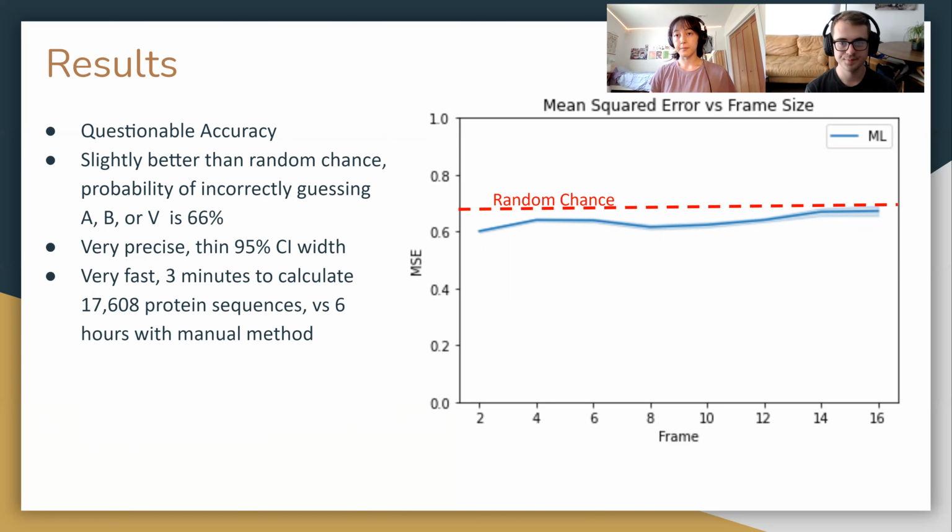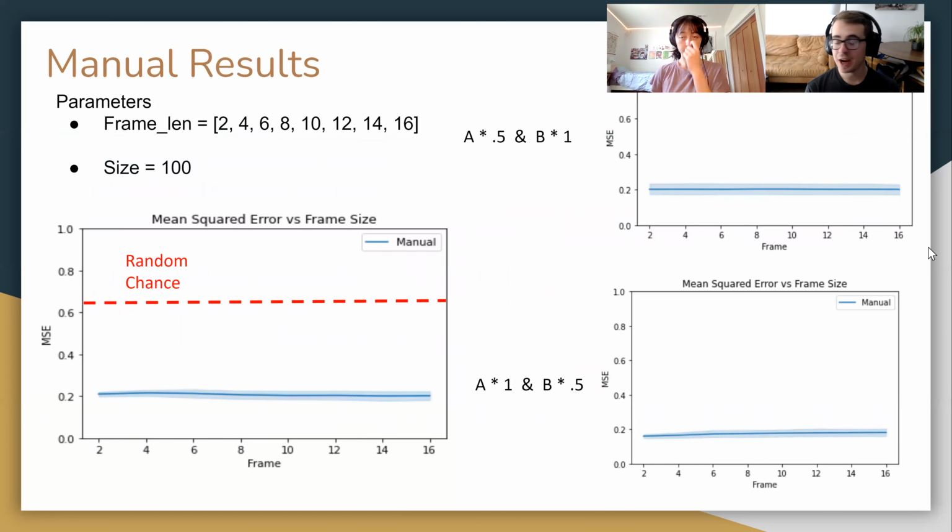So this is a comparable graph for the manual results. And as Karen just talked about, we had to cut down the sequence size to be only 100 because it takes so much computational power. And you can see that the error is actually a lot lower. And then the confidence interval is a little bit bigger.